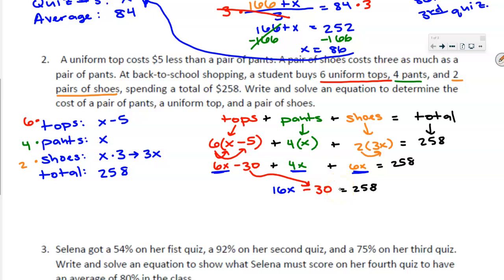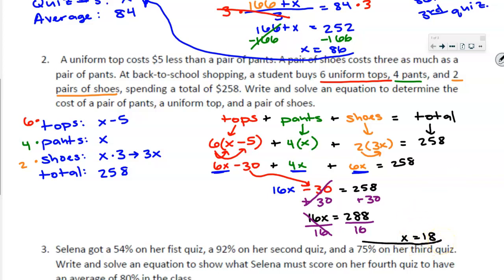Now we can solve our equation. I undo subtracting 30 by adding 30 and balance it by doing the same thing to the other side. Subtract 30, add 30, zeros out, and now all I have left is 16x, which is equal to 288. Just one solving step left. x is multiplied by 16. I will undo that by dividing by 16. Balance it, doing the same thing to the other side, and when I do that, I have x is equal to 18.